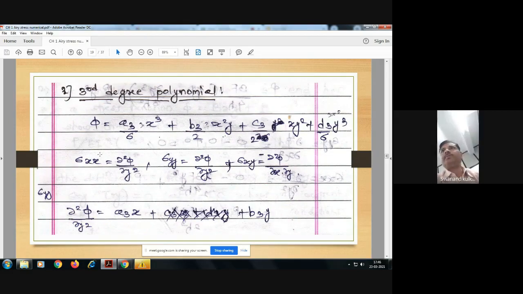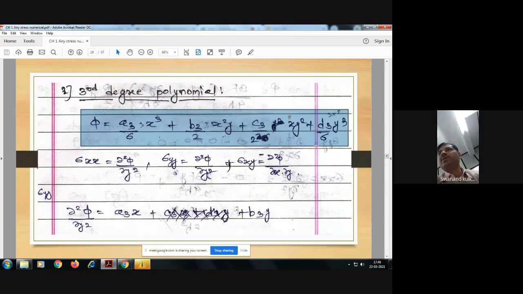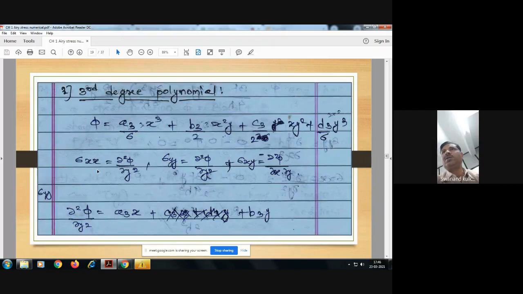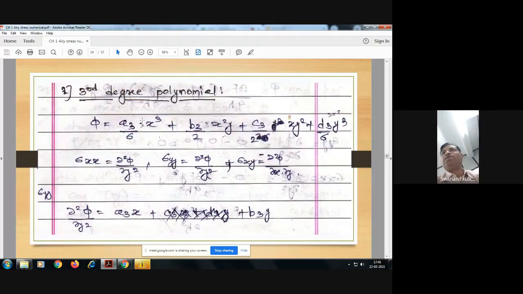Now, as usual, if we try to identify the stress in x direction, stress in y direction, and shear stress, let us have the stress in x direction first. Then definitely sigma xx is equal to dou 2 phi by dou y2, sigma yy is equal to dou 2 phi by dou x2, and sigma xy is equal to minus dou 2 phi by dou x dou y. Is it okay?